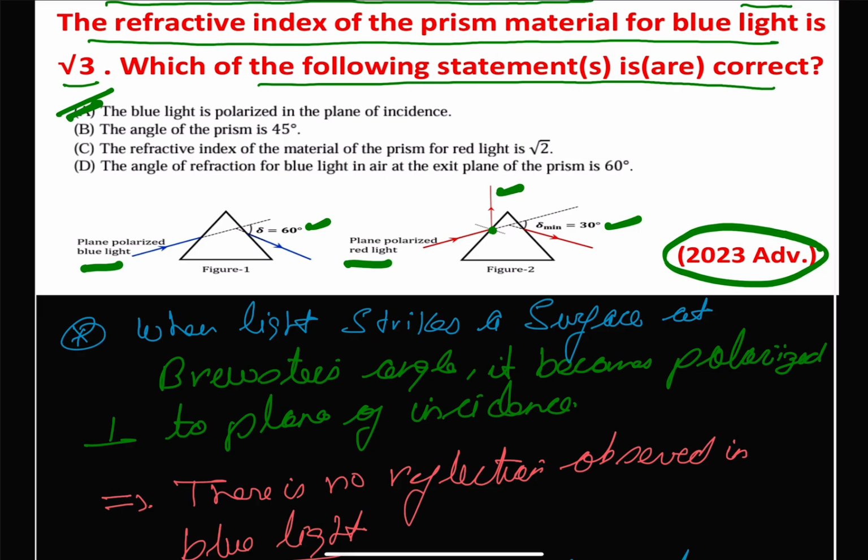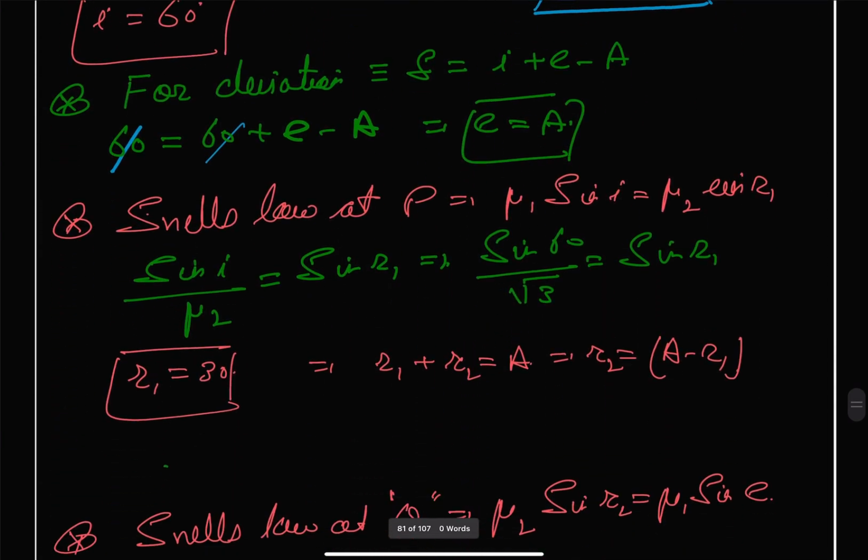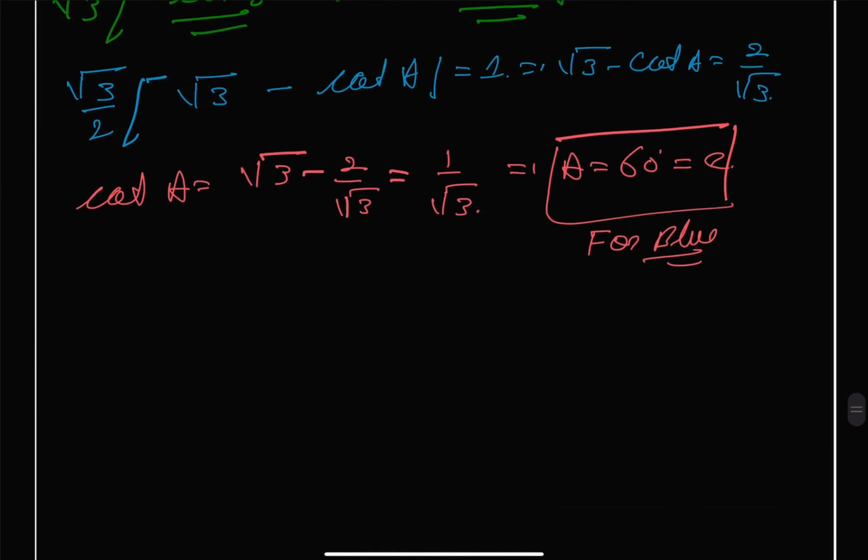So angle of the prism is not 45, angle of prism is 60, so option number B is incorrect. And next we have to find out the angle of refraction. The angle of refraction for blue light in air at the exit plane of the prism is 60 degree. Yeah, it is 60 degrees, so option number D is correct, because we just found out the emergence angle, that is 60 degree. Okay, so option D is correct.